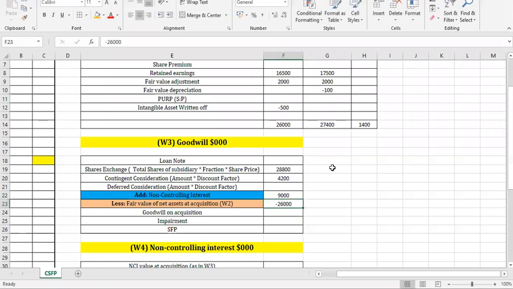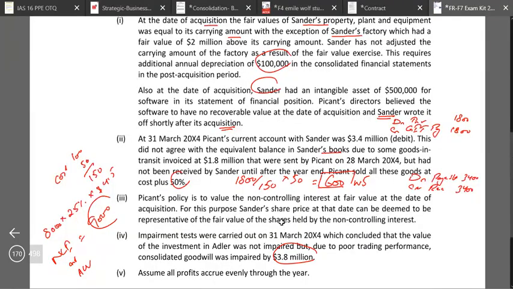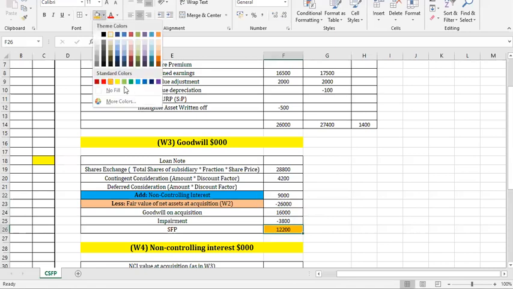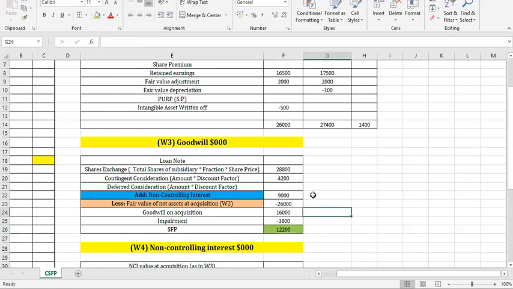So what should be the goodwill on acquisition? We can net it off. It is 16,000. And what was the impairment? Impairment was 3.8 million, that is actually 3,800. And what does it give you? It gives you 12,100. So this balance should be recorded in the statement of, sorry, financial position. And this balance should be shared between the parent and the NCI.